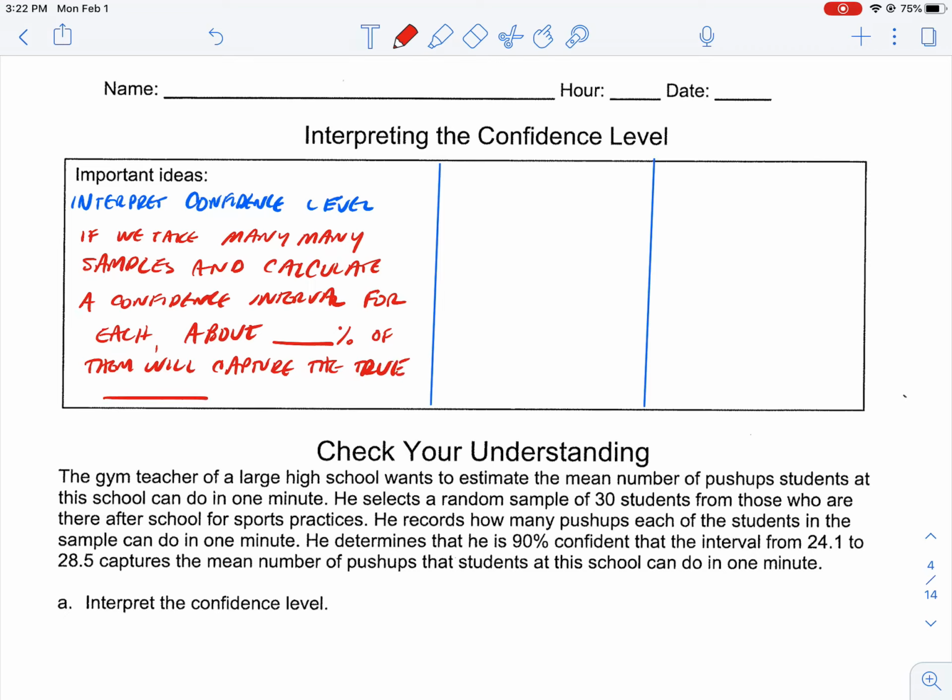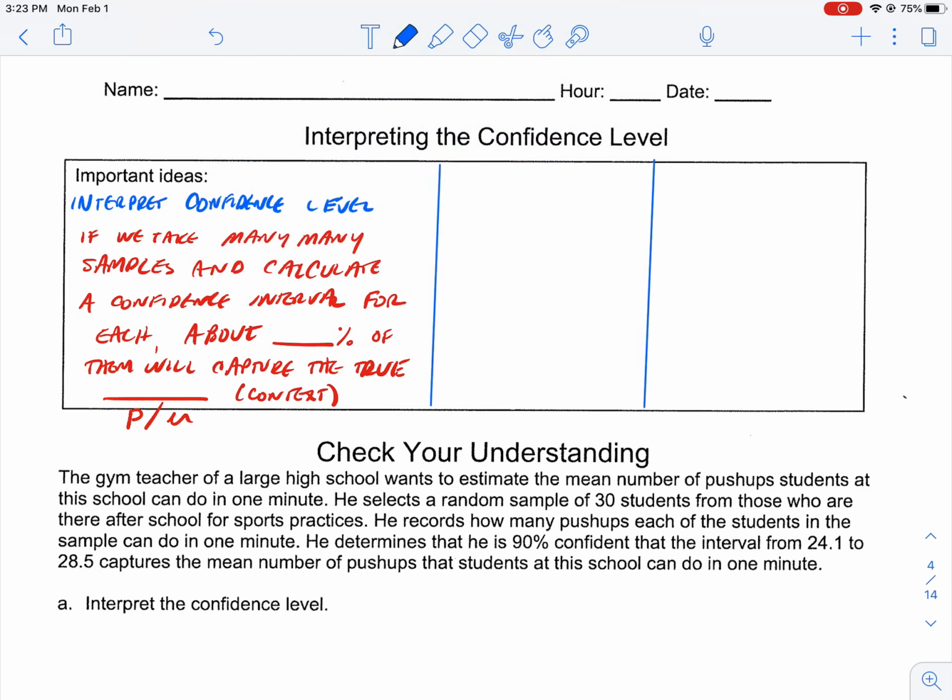The true, and this is where we fill in the blank again with either our proportion or our mean, and then we put it in context. So what does that mean? It would be like this. We set up a 95% confidence interval, or we're 95% confident that a certain interval captures the true mean. So it would involve us taking many samples, about a certain percent of them, which is our confidence level, captures the true mean within that context.